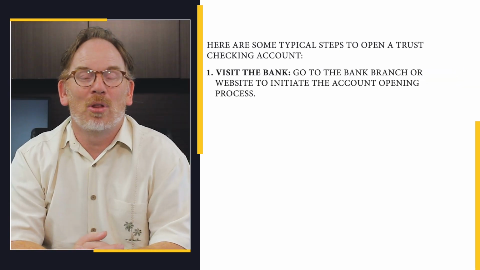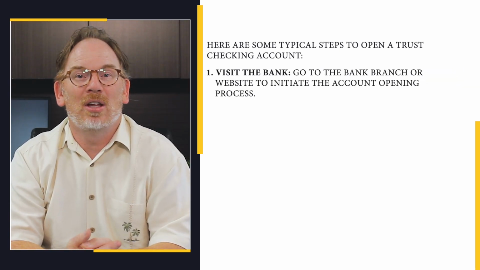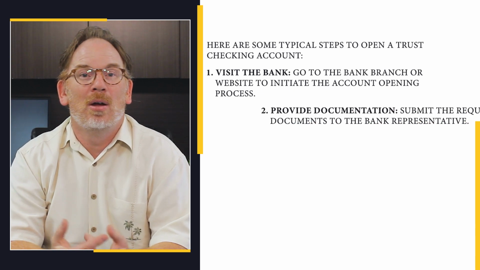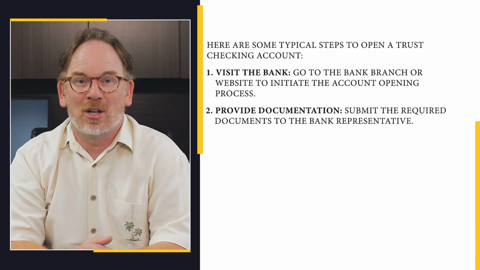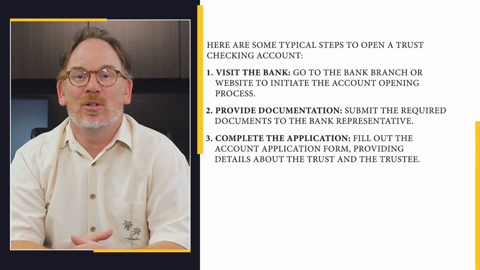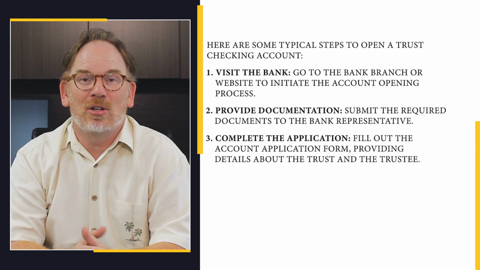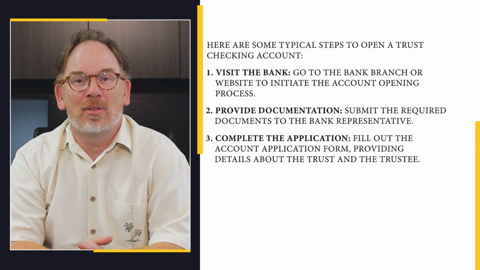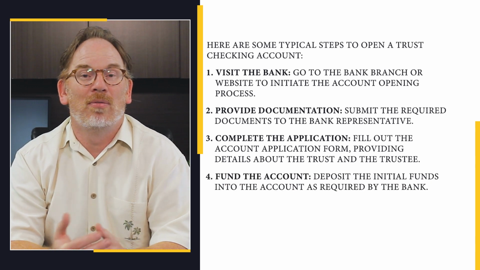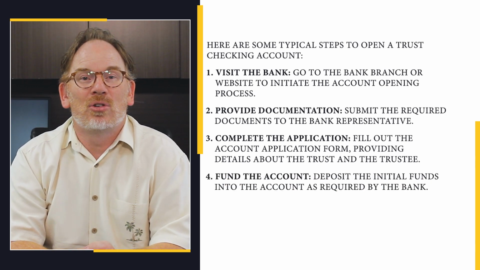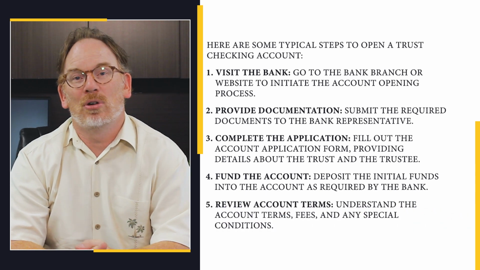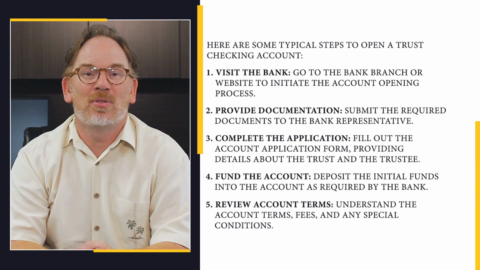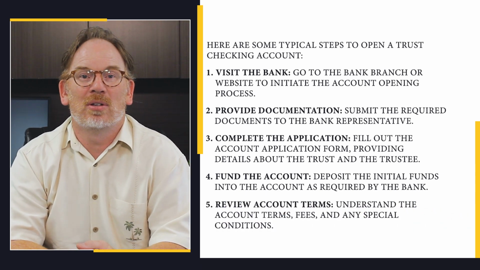Visit the bank, go to the bank branch or website to initiate the account opening process. Provide documentation. Submit the required documents to the bank representative. Complete the application. Fill out the account application form, providing details about the trust and the trustee. Fund the account. Deposit the initial funds into the account as required by the bank. Review the account terms. Understand the account terms, fees, and any special conditions.